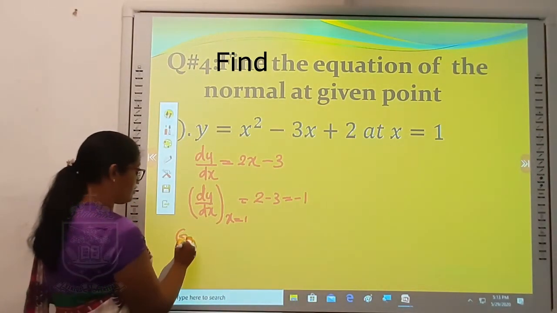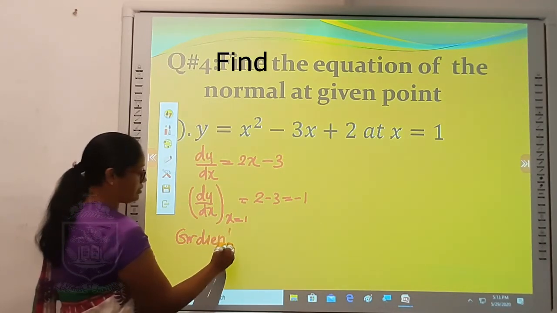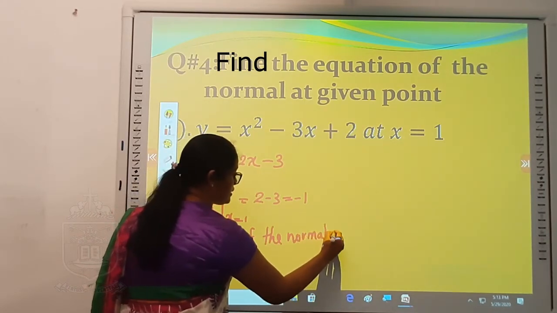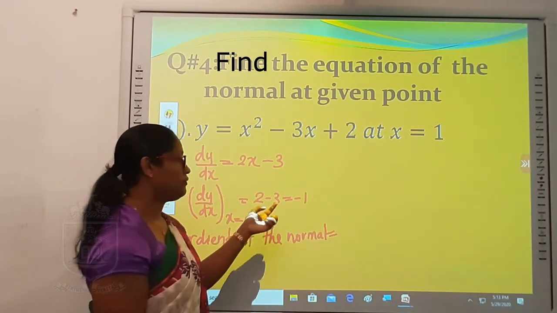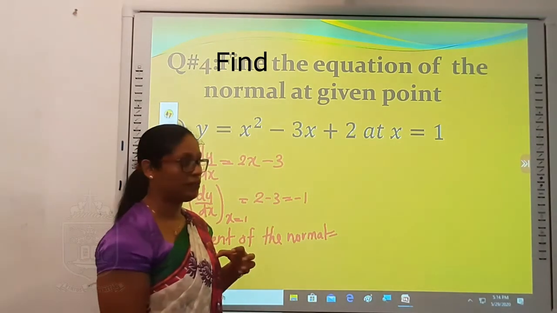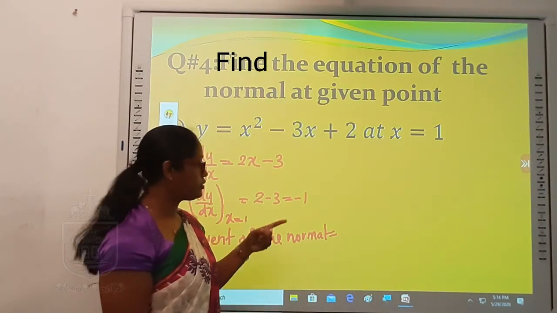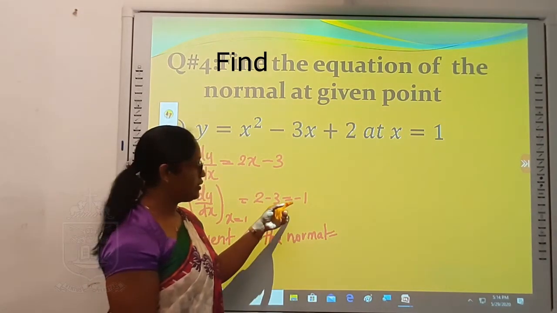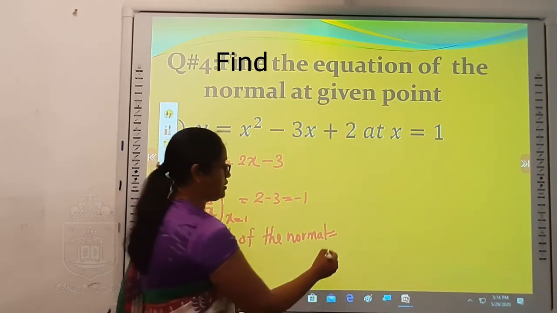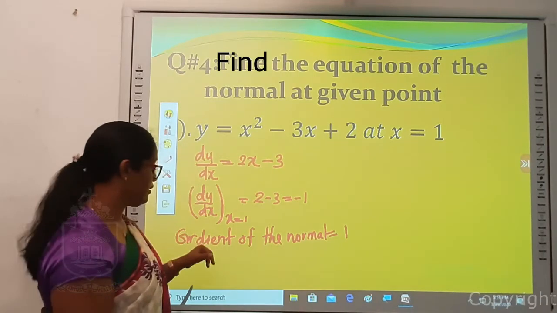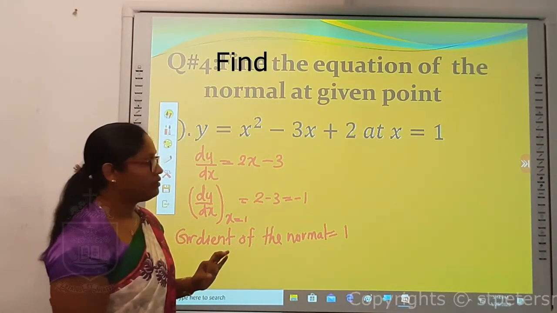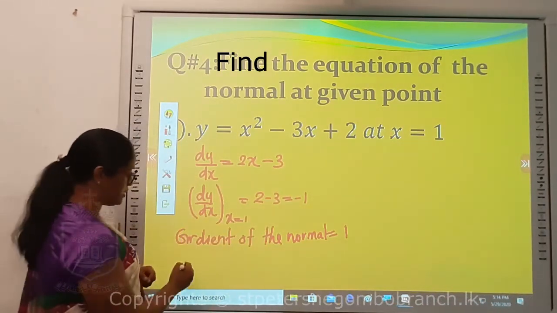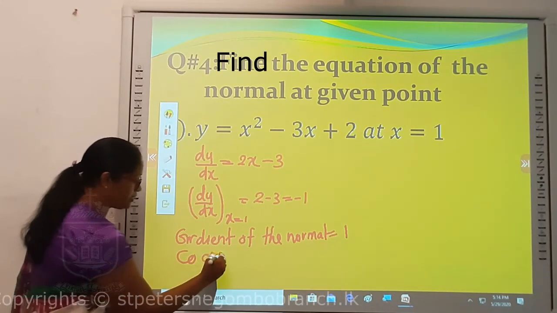So the gradient of the normal is equal to, actually, when you have found the gradient of the tangent, you can take the reciprocal of the gradient and also the opposite sign. So the reciprocal of 1 is also 1, and then you have to make the sign opposite, that is plus. So the answer is plus 1 here. The gradient of the normal is 1. Now we know the gradient of the normal, and also we know the point.